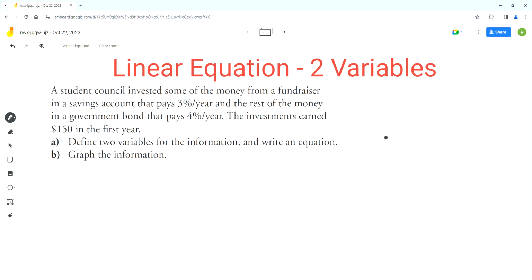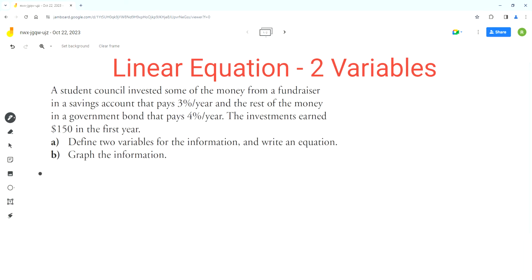So in this problem, we'll analyze a linear function with two variables. As per the problem, a student council invested some of the money from a fundraiser in a savings account that pays 3% per year and the rest of the money in a government bond that pays 4% per year. The investments earned $150 in the first year. In part A, we have to define two variables for the information and then write an equation. So let's start with part A.